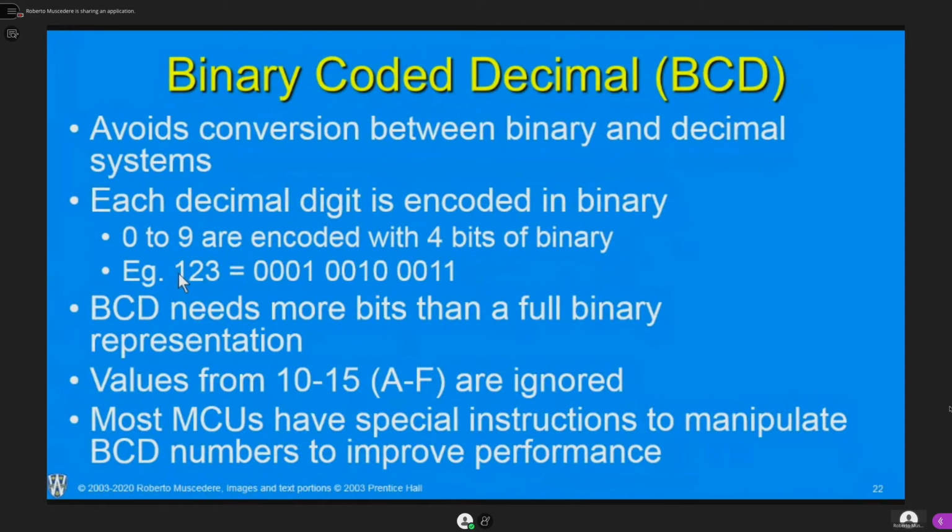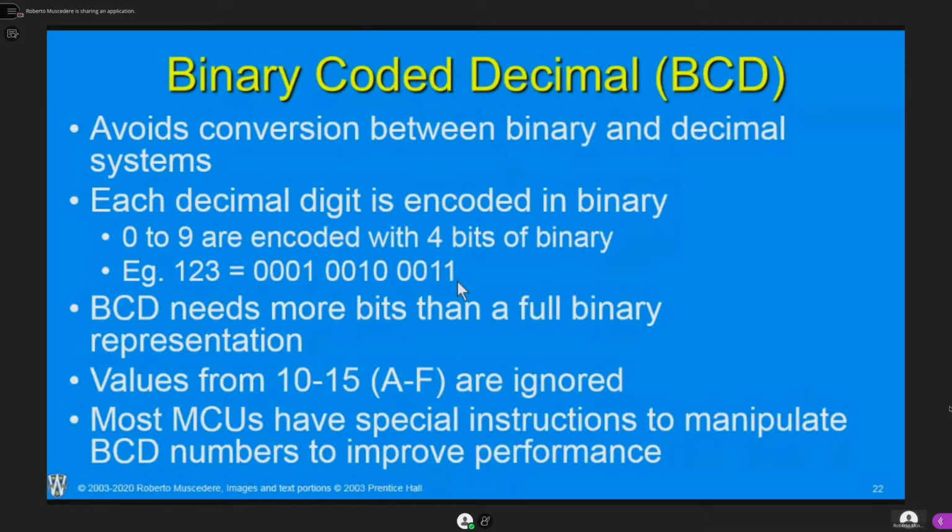So if I have a decimal number 1, 2, 3, it's encoded as a 1, there's the 1 in binary, 4 digits for the 1, there's a 2, and then there's the 3. Now, this number 123, if I was to encode it directly in binary, not binary coded decimal, I would need only 7 bits, because 2 to the 7 is 128. So if I use my standard unsigned number, I would only need 7 bits. In this particular case, I need 12. So from a storage efficiency perspective, binary coded decimal is absolutely terrible.